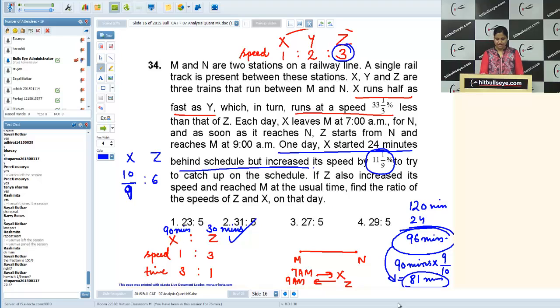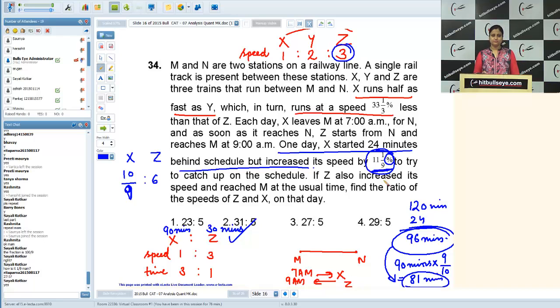Yes, exactly, 11.1%, Sayali. This is a percentage. You know how to convert a percentage into a fraction: you divide it by 100. I think at this stage, when CAT is very near, you must know percentage conversion. For example, 50% is half, 25% is 1 by 4. We can say that this is 11.11%, which is 1 by 9.